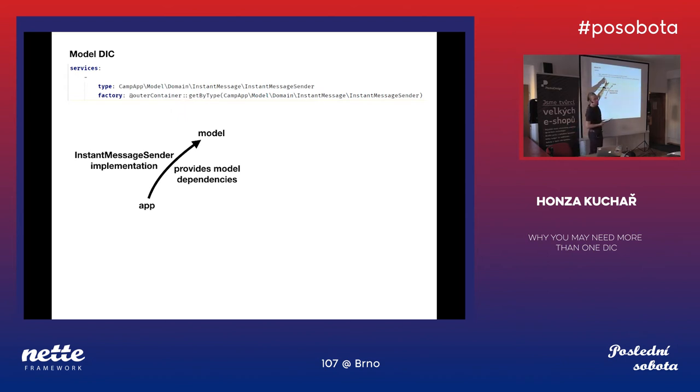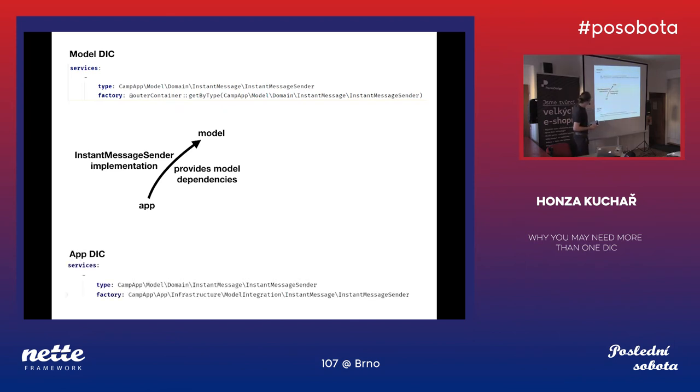And there is a factory method which references the container, the auto container. This is basically the application container. It calls get by type, and it references again the InstantMessageSender. This is exactly what this arrow here is. It says that the model depends on its user to provide its implementation.